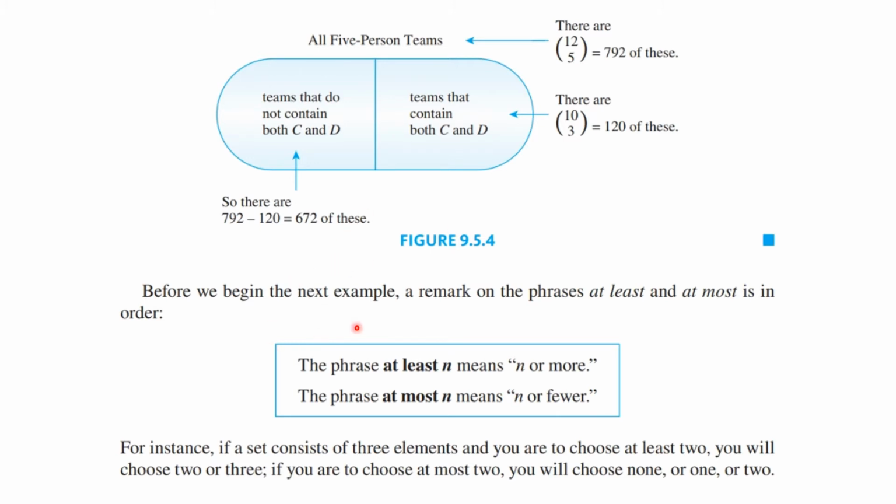Before we begin the next example, a remark on the phrases at least and at most is in order. The phrase at least n means n or more. The phrase at most n means n or fewer.